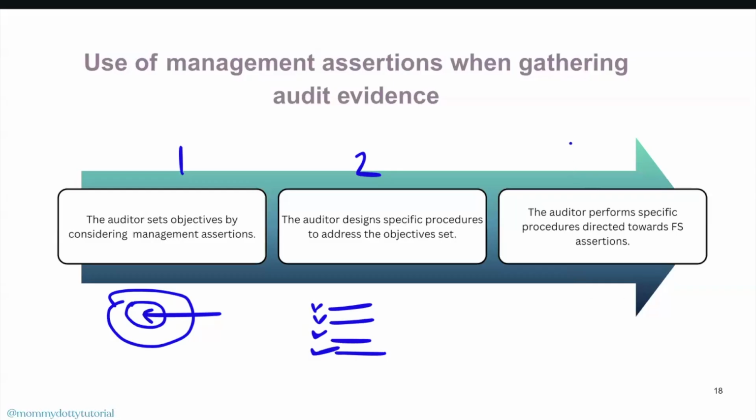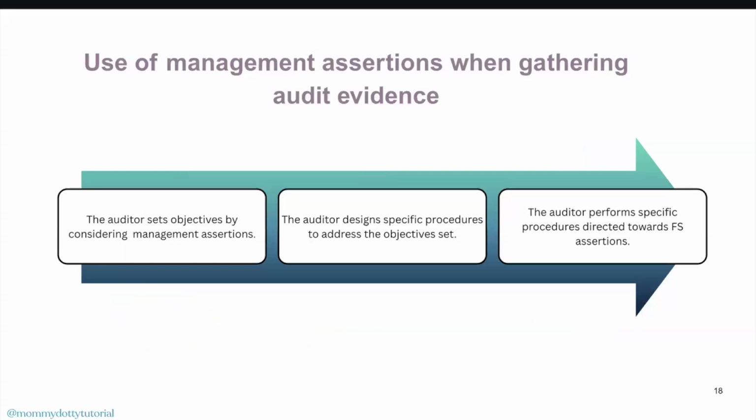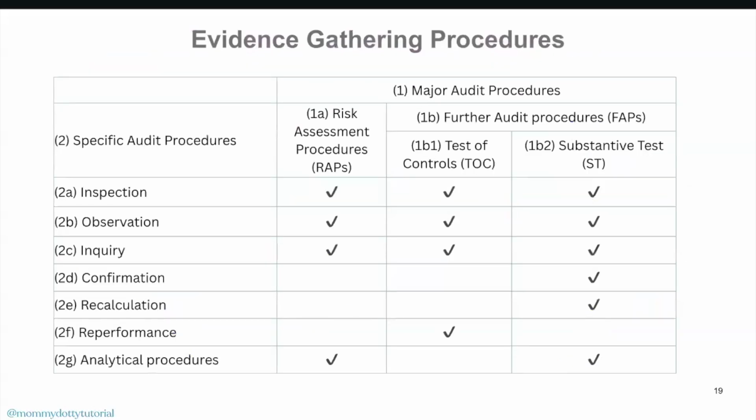Okay. And the third one, you start performing, right? So you start performing the procedures based on these two that you did as an auditor. Right? So my drawing is really, it's really bad. All right. Okay, now let's go to the next slide.